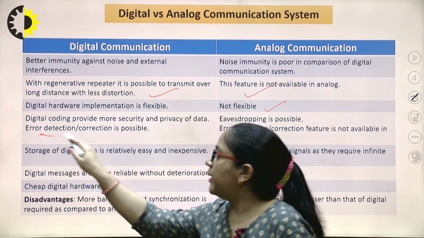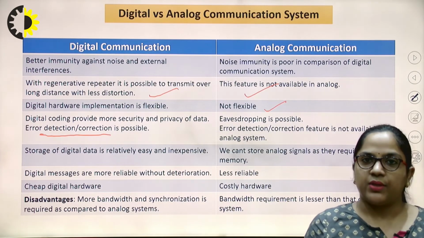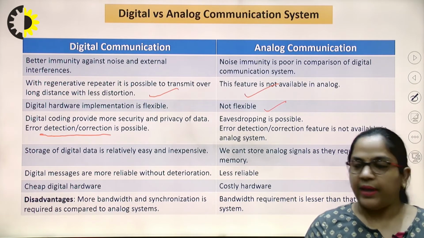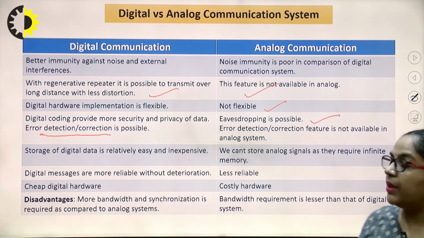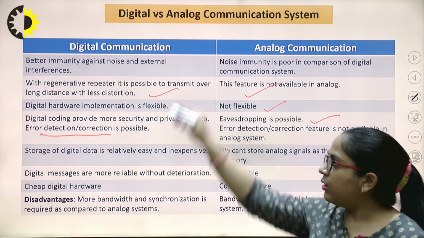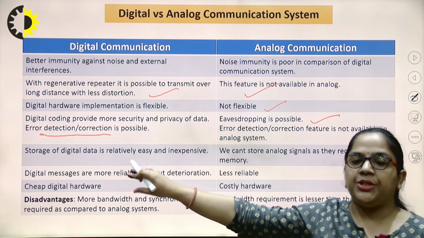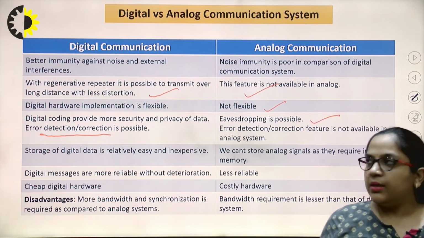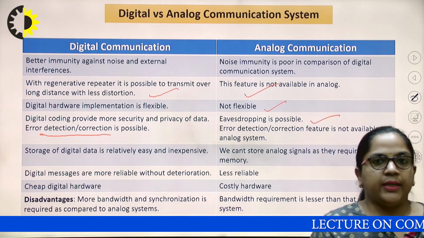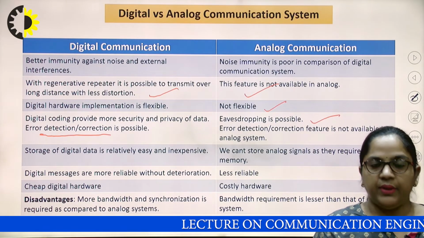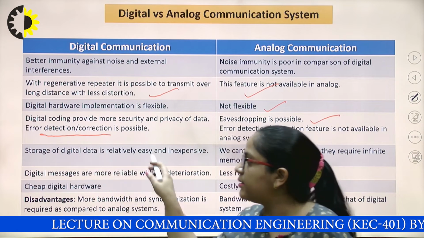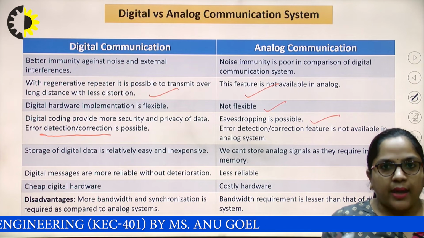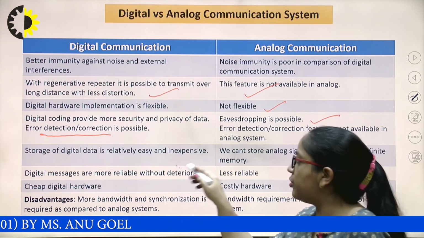Along with this, in digital communication we have the provision of error detection and correction in the received data, while these features are not available in analog communication. All these advantages make digital communication superior to the analog communication system. In digital communication, it is possible to store the digital data. We have circuits and devices with the help of which we can store digital data. Digital messages are more reliable without any distortion.